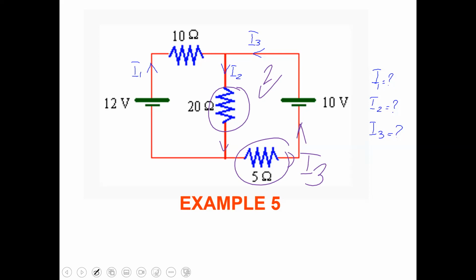After a junction in a loop, you have to take the current which is taking care of that junction. So 5 ohm is getting I3. Okay, so 10 is equal to 5 I3 plus 20 I2.